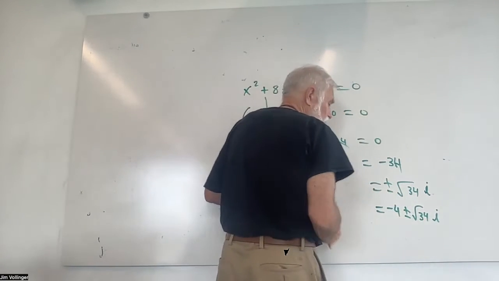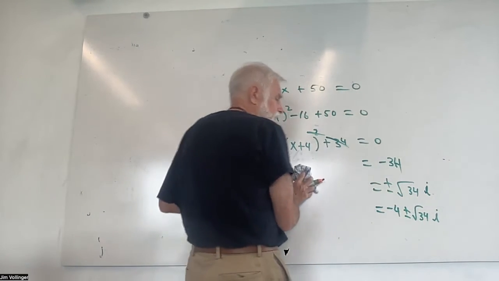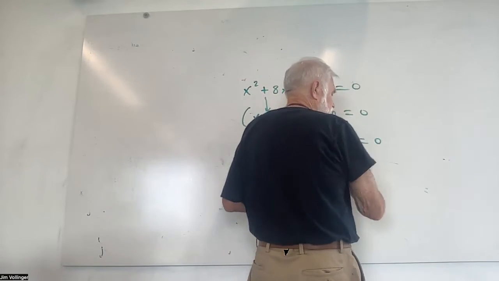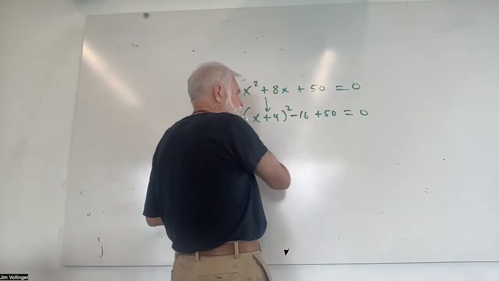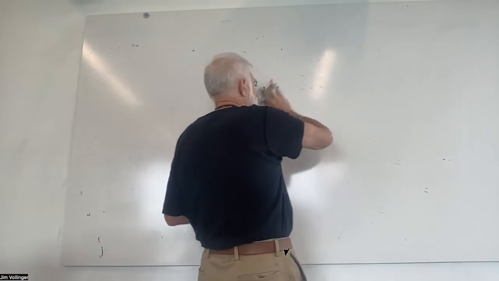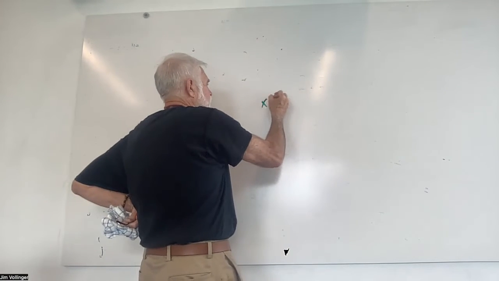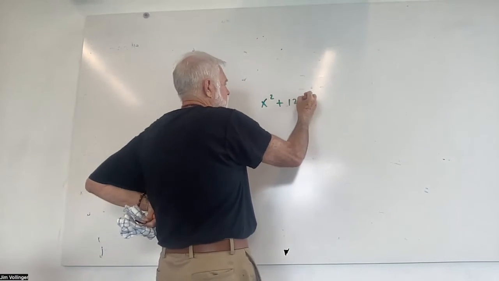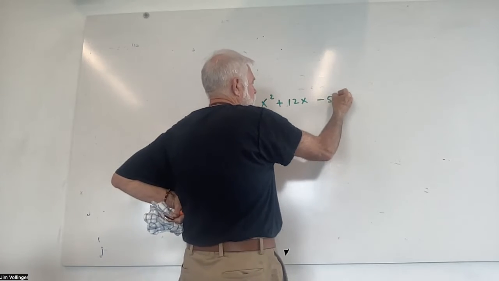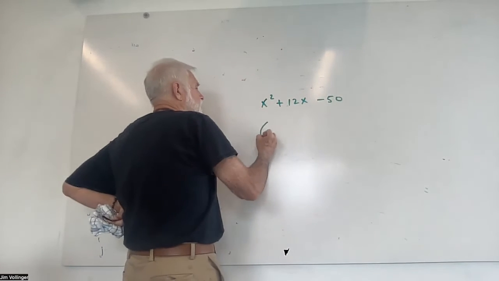Okay, no perfect squares in 34, so you leave it like that. Again, probably you won't see an imaginary root, so I'll try to make sure you don't see any in the next 3. So let's do x squared plus 12x minus 50. We'll do that one this time.